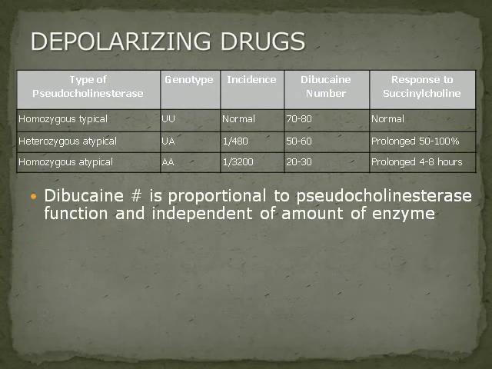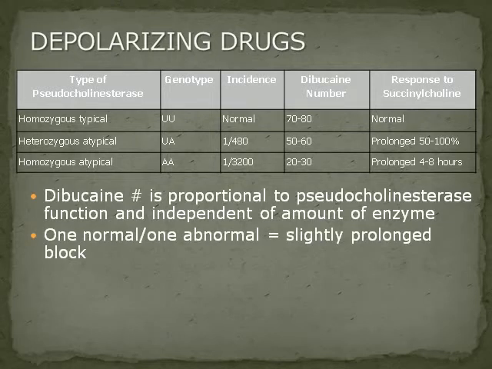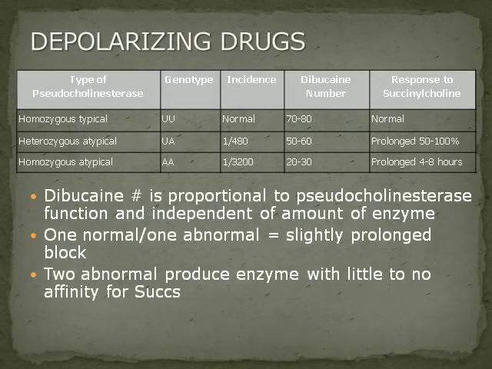The dibucaine number is proportional to acetylcholinesterase function and independent of the amount of enzyme. 1 out of 480 patients have one normal and one abnormal acetylcholinesterase gene, resulting in a slightly prolonged block, around 20 to 30 minutes. Even fewer, 1 in 3,200 patients, have two abnormal genes that produce an enzyme with little or no affinity for succinylcholine.